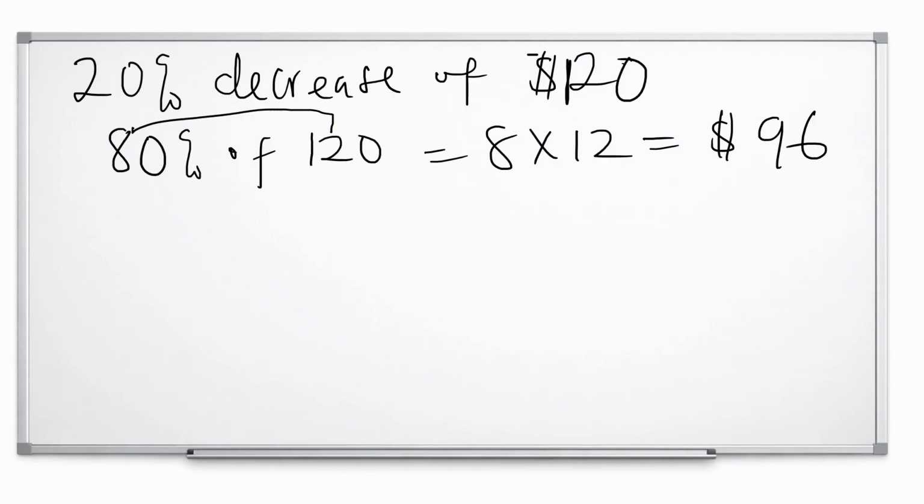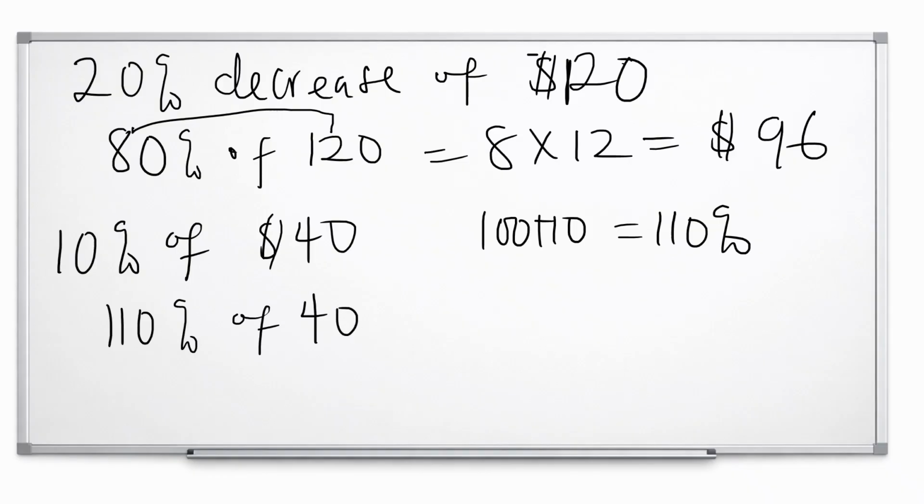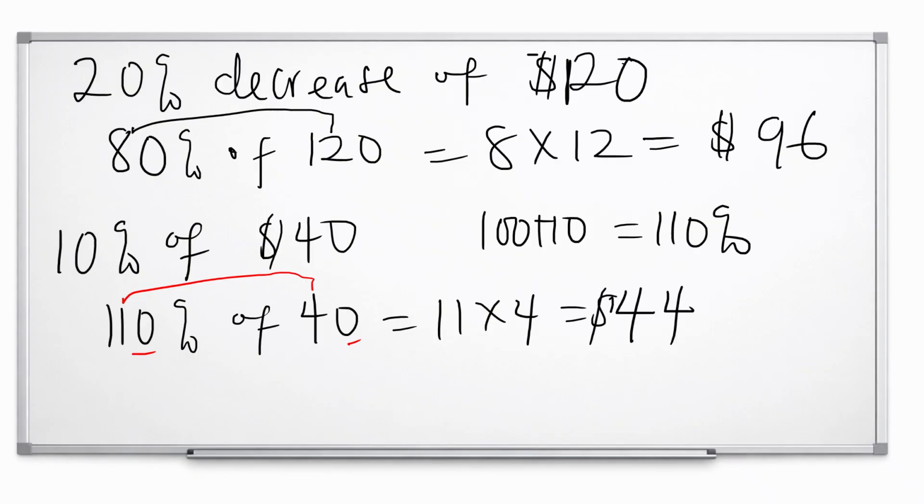And my trick number 5 is going to be the percentage increase. Here we have what is 10% increase of $40. 10% is the same thing as 100 plus 10, which is 110%. So here we're just interested in 110% of 40. And if you have a look at this, both ending with zeros, just multiply 11 by 4. So here we have 11 times 4, which is going to be $44.